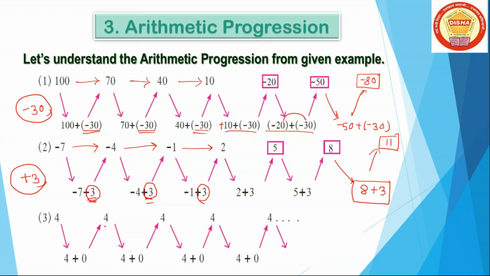Then see the third example: 4, 4, 4, 4, 4. We saw in the previous example that it was 3, 3, 3. Which number is added here? Here we added 0, 0, 0. So in all these examples, a particular number is added to get the sequence. If we add a particular number to a given sequence, then the sequence formed is called an arithmetic progression. What is the meaning of arithmetic progression? A sequence in which we add a particular number to the previous number, then the sequence formed is called an arithmetic progression. Okay, did all of you understand this?